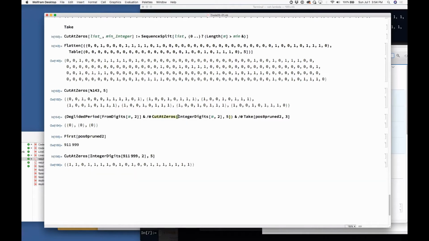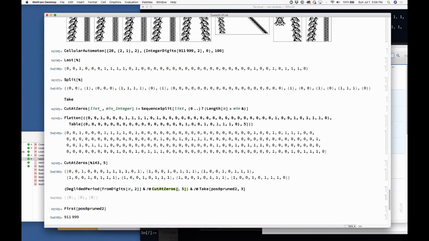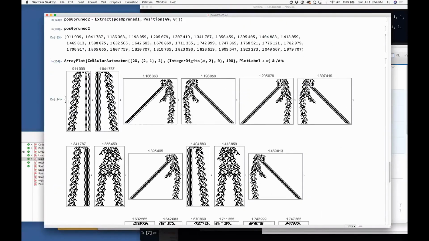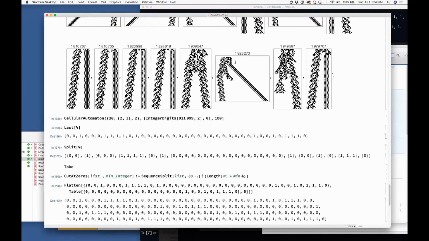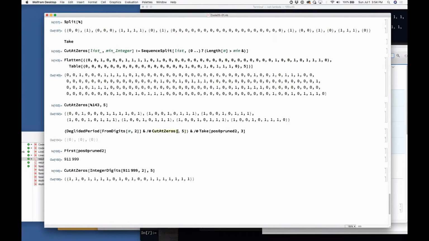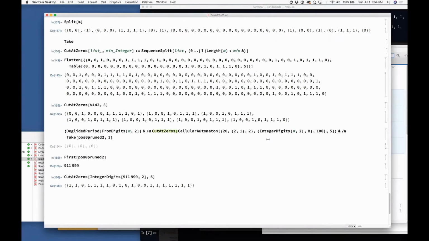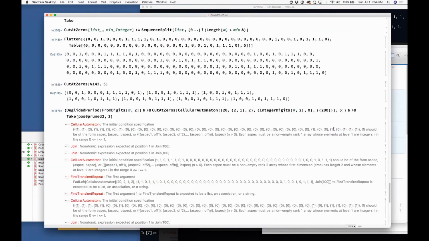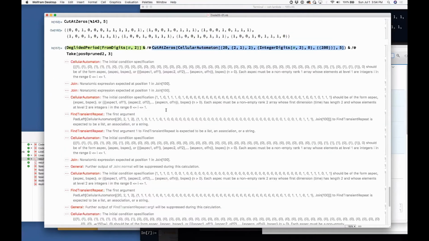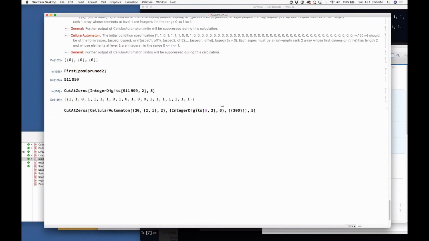That integer digits thing, that's the wrong thing to do. What we actually want is the cellular automaton evolution from that. So cellular automaton, oh boy, okay. So we need to take this in there, and we need to do this. There. We're trying to get the cellular automaton evolution, but we're only trying to get the last thing there. So let's try this. Okay, all right, so let's try this here. So this is now for 911999.